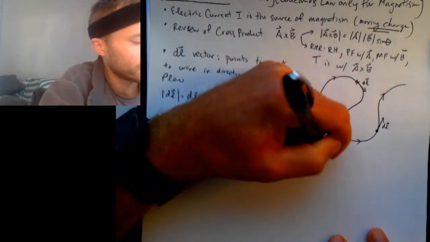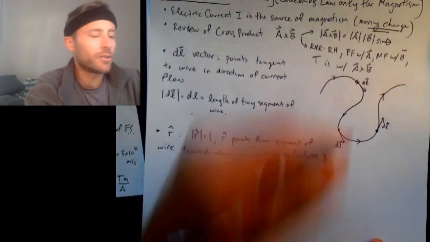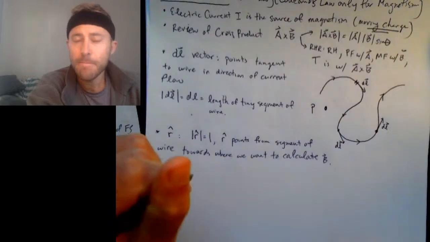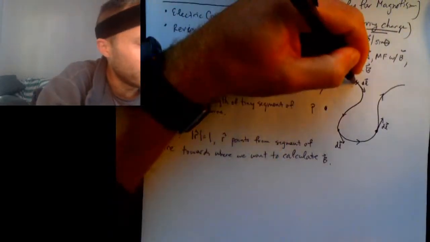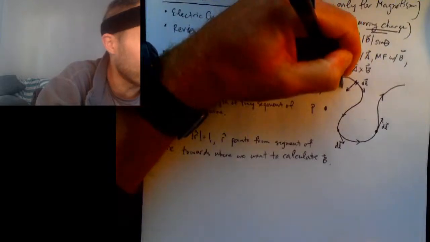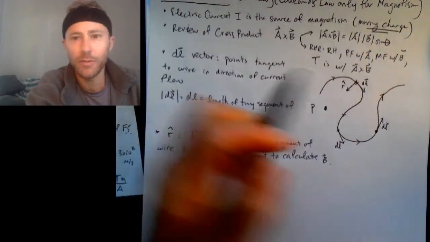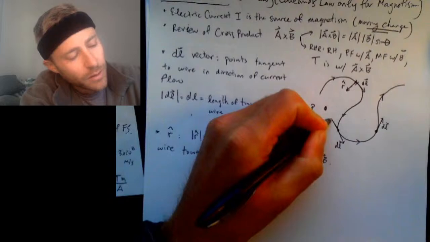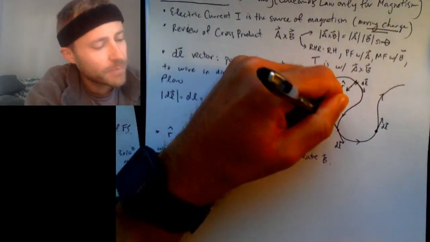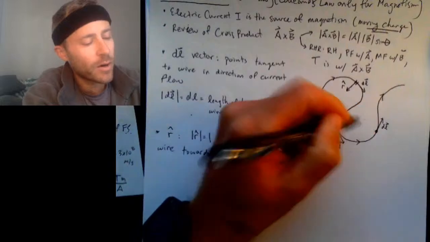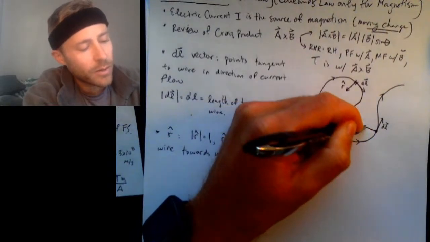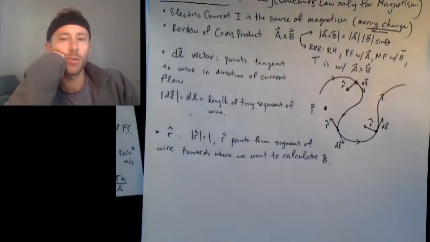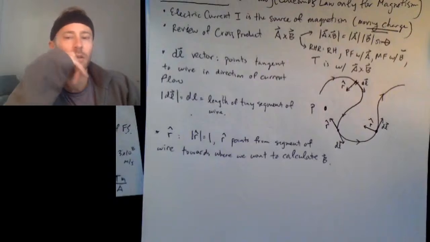the magnetic field. Okay, so let's suppose that we wanted to calculate the magnetic field right here at point P. Then the r hat vector would point in that direction for that segment of wire. For this segment of wire, r hat is going to point in that direction. And then for this segment of wire, r hat is going to point in that direction. Okay, so it points towards where we want to calculate the magnetic field.